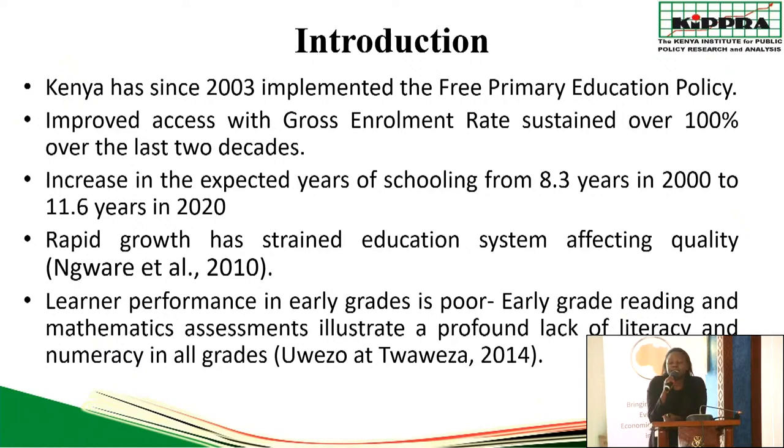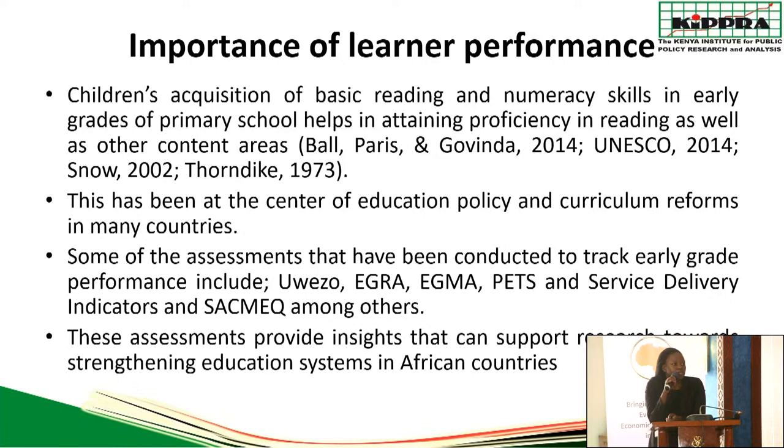So learner performance at these levels, especially at basic education, the grades are still poor, and we are focusing on reading and numeracy, that is mathematics and languages. Why are we focusing on performance? Because of the issue of attaining proficiency. We realize that imparting skills, especially reading and numeracy at early grades, helps a learner to attain proficiency in other content.